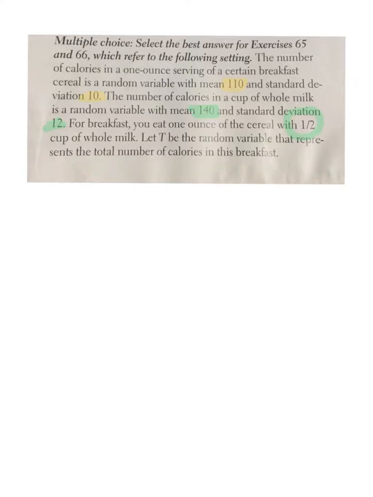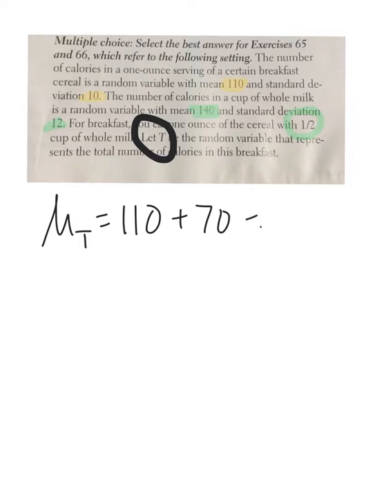Now, on the two questions, they ask you for the mean. So let's do the mean of the total, right? Because I call that event T right there. So let's see. The average of the total is going to be, well, just add the two averages together, right? The average for the ounce of cereal and a half a cup of milk, which would be 70. So we're going to end up with 180 is the total on that one.